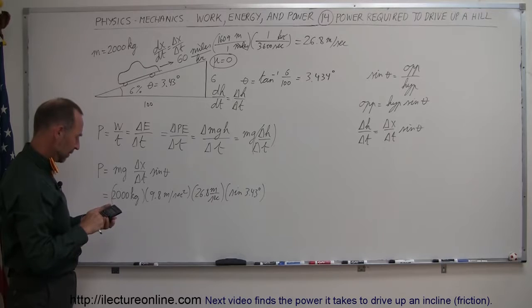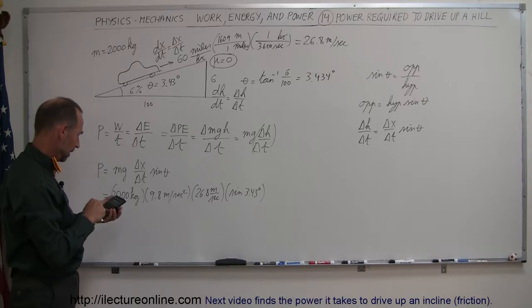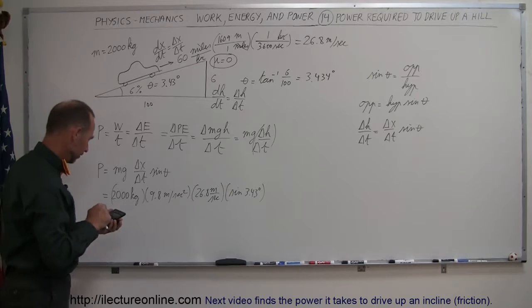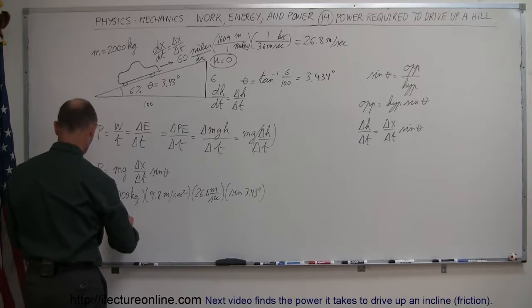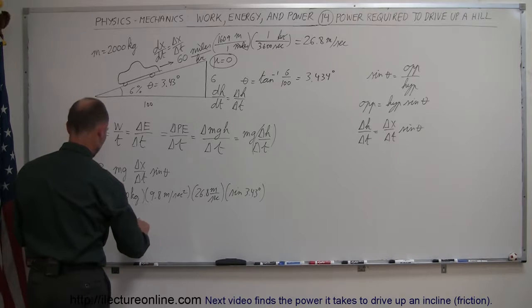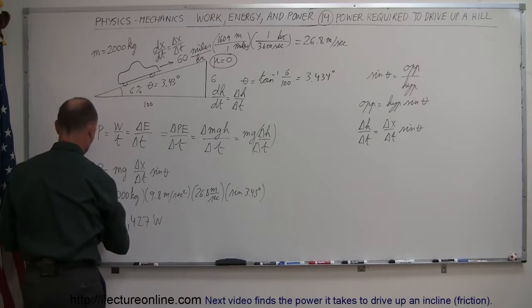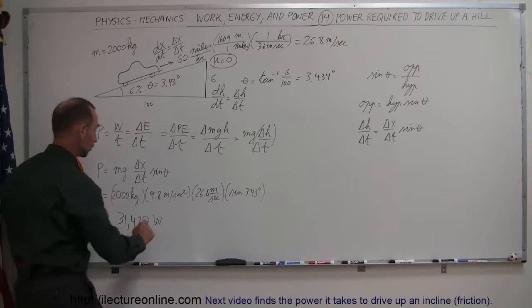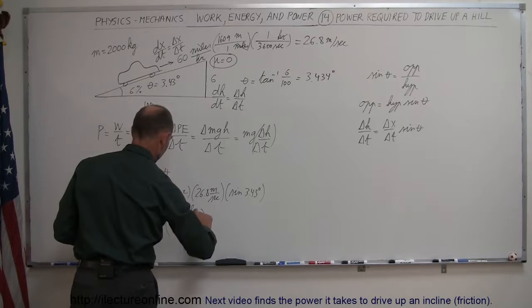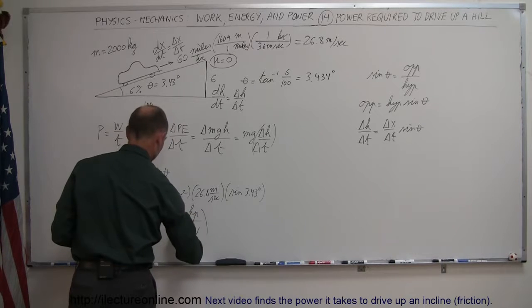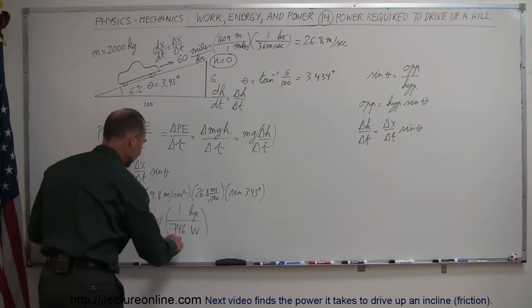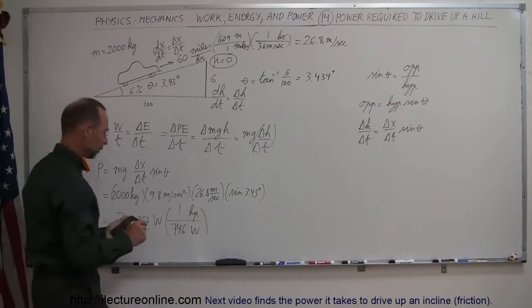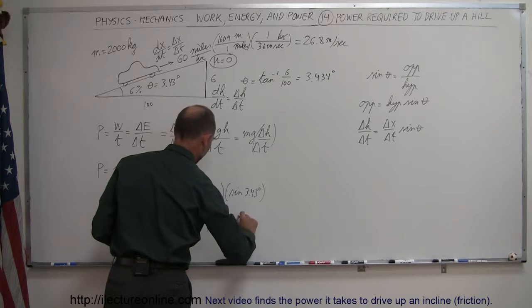Okay, so we have 2,000 times 9.8 times 26.8 times the sine of 3.43, equals, and let's see here, this requires 31,427 watts. Of course, we usually don't talk about watts in cars, we talk about it in terms of horsepower, so let's convert that to horsepower. To put horsepower at the top, watts at the bottom, 1 horsepower is 746 watts. So let's divide this by 746, and that would require 42 horsepower.